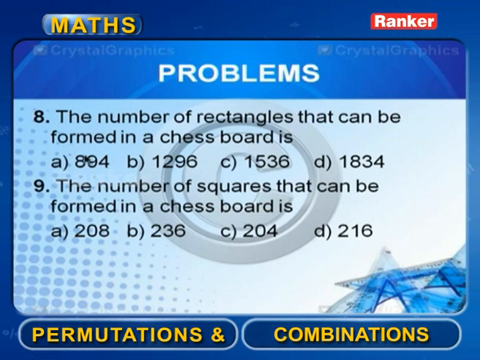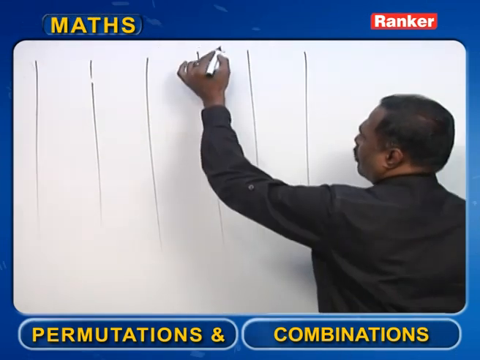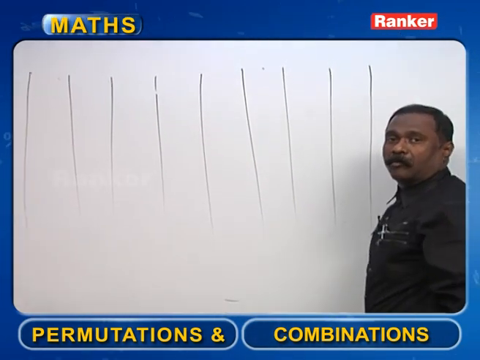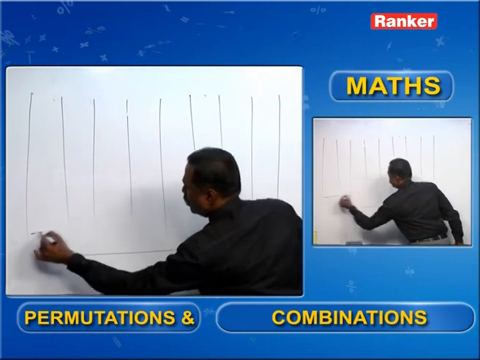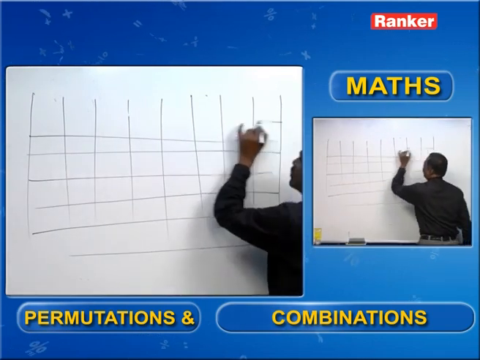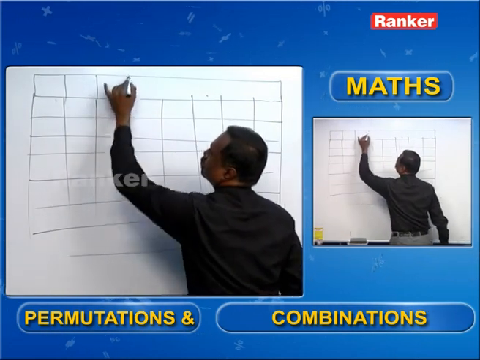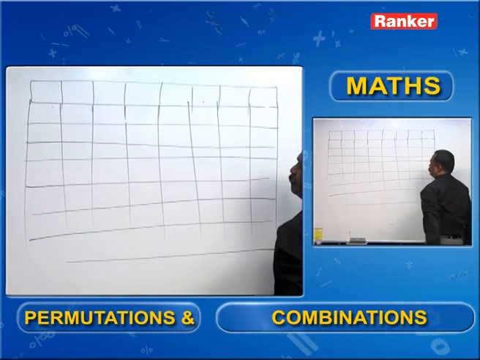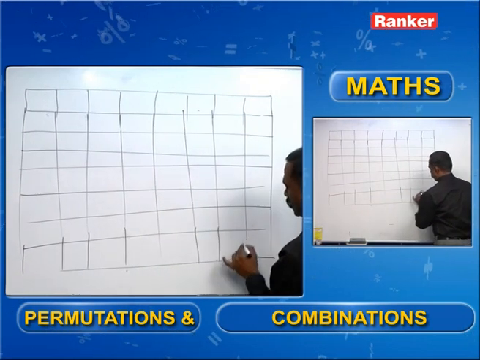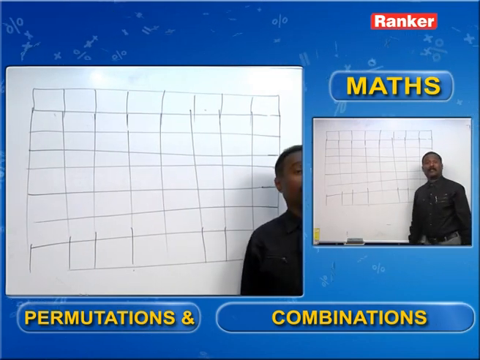On a chessboard, you know, 1 2 3 4 5 6 7 8 9 vertical lines will be there. Similarly, 1 2 3 4 5 6 7 8 again 9. So on this one, we need the number of rectangles that can be formed.